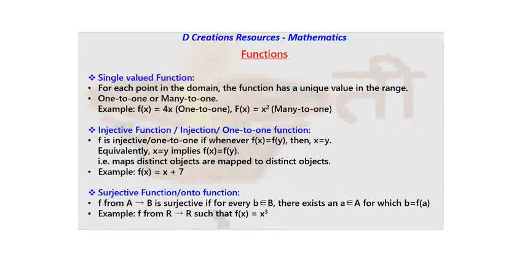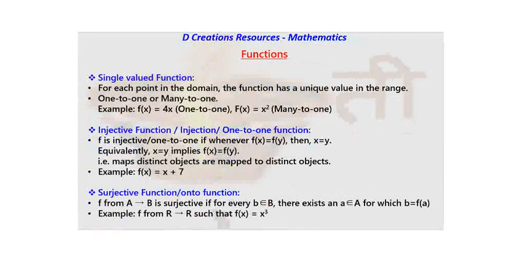Let us take the function f of x is equal to 4x. So if you take any real number, 4 times that is going to be the corresponding image from the range. Now, if you take, say, number 2, the corresponding image is going to be 8. This is unique. No other number can be put in place of 8.